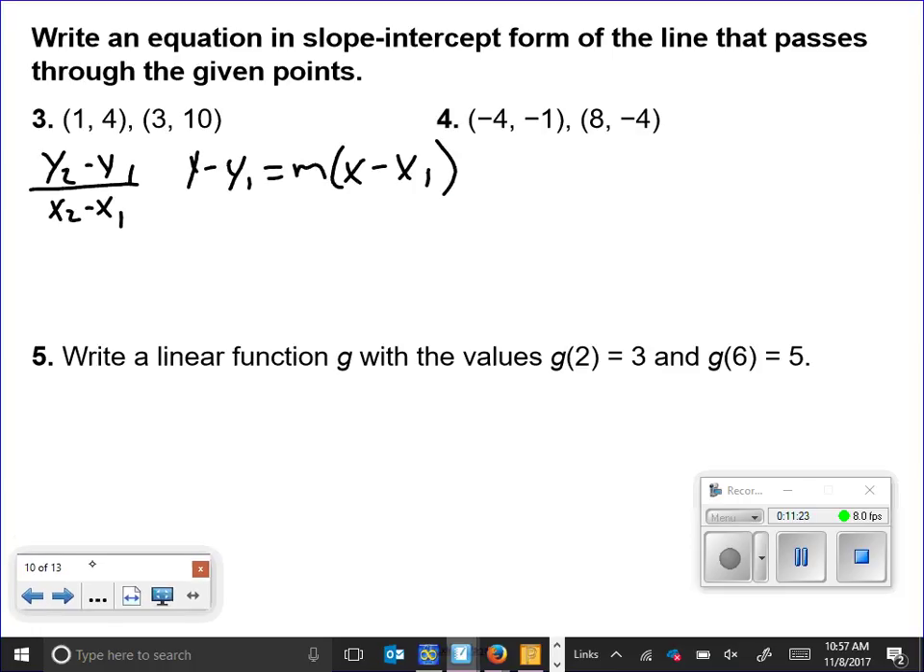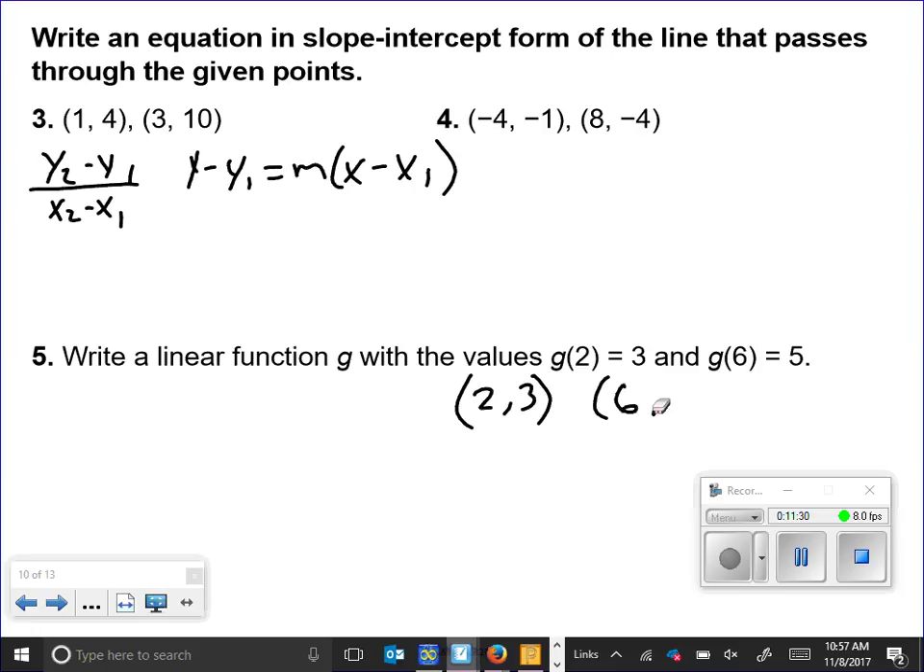Okay, with 5, you're going to use your points here. If we plug in 2 to the function, we get 3. And if we plug in 6 to the function, we get 5. So for all of these, you're going to have to use both pieces here.